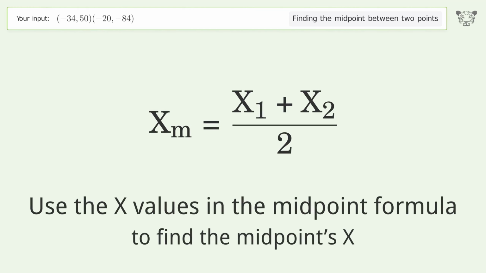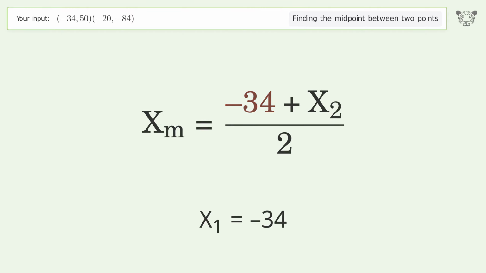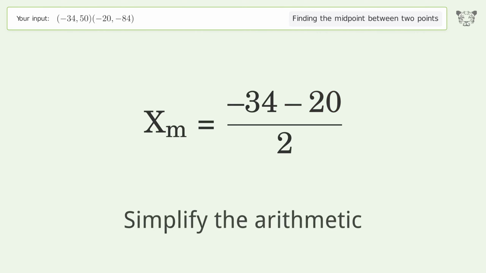Use the x values in the midpoint formula to find the midpoint's x. x1 equals -34. x2 equals -20. Simplify the arithmetic.